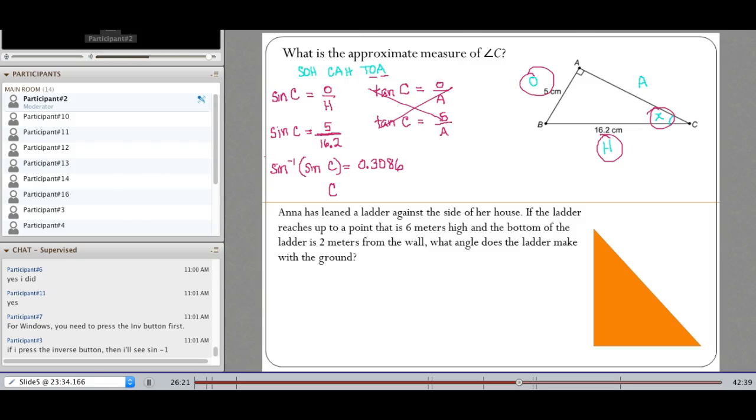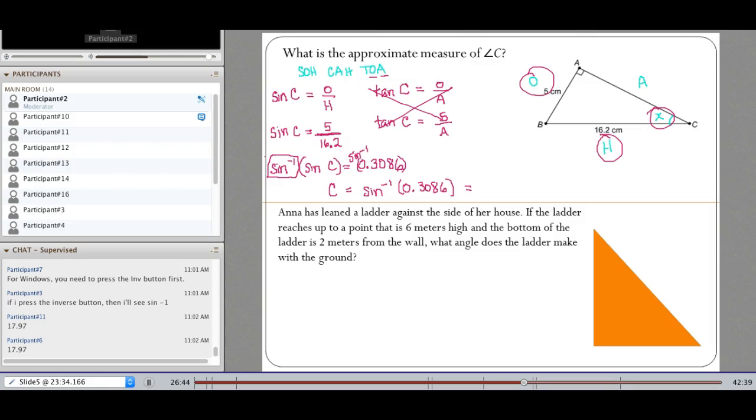And of course, algebra rules. If you do sine inverse on the left, you have to do sine inverse of the right. So angle C, all you need to do in your calculator is hit sine inverse and type in that decimal that we just got, 0.3086. What do you guys get? Good, 17.97. Or 9.8. Would it round up to 9.8? I'm getting 9.8. There you go.